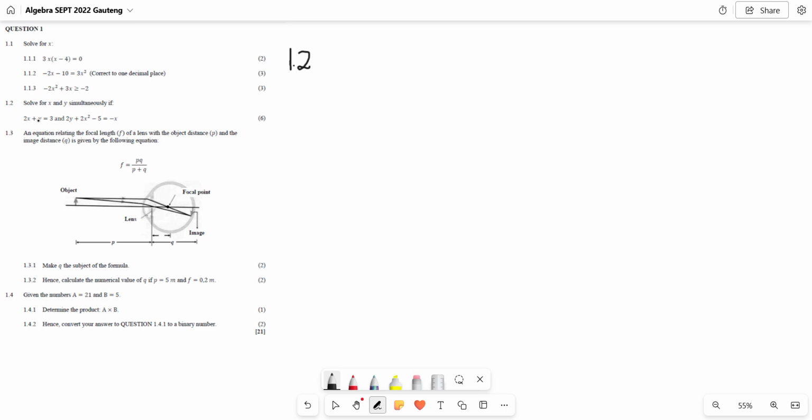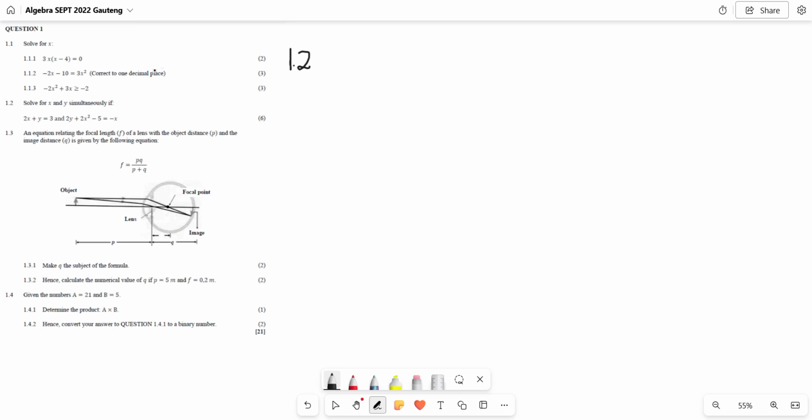2x plus y, that is equal to 3, and 2y plus 2x squared minus 5, that is equal to negative x. And in this regard, we are required to solve for the value of x and y simultaneously if these two distinctive equations are given.